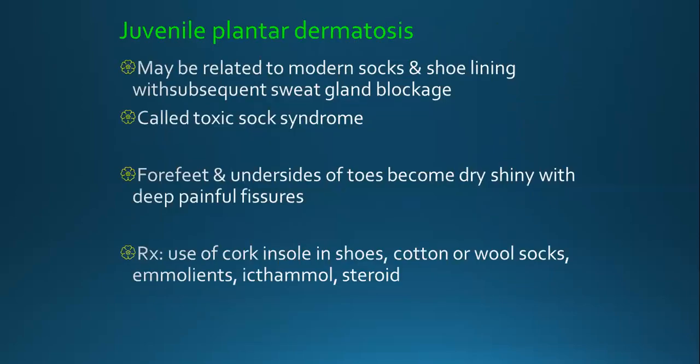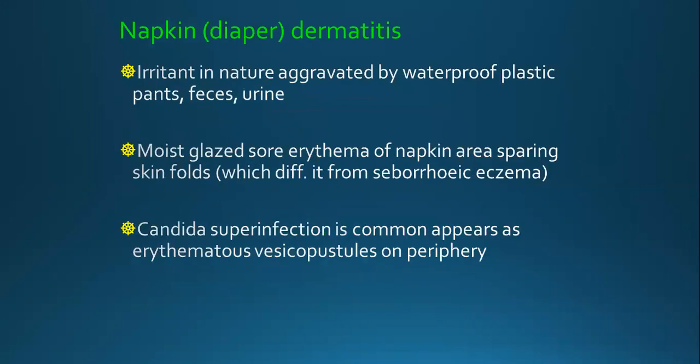Then juvenile plantar dermatosis. As the name suggests, it is a dermatosis that occurs on the plantar aspects in children. May be related to modern shoe and sock lining with subsequent sweat gland blockage. The forefoot and underside of toes become dry and shiny with deep, painful fissures. It's very characteristic to see that the forefoot is involved and the back is clear. There are no lesions present on the mid sole of the feet. Use of cork in soles and shoes, cotton or wool socks, emollients, and steroids are used for treatment.